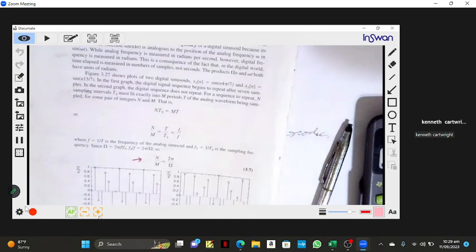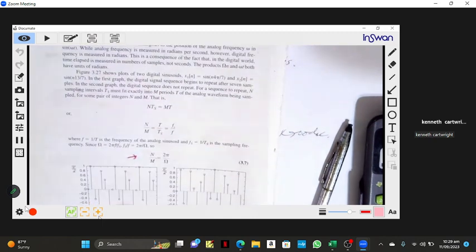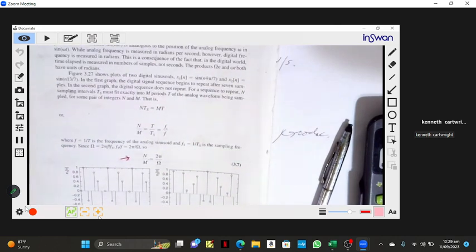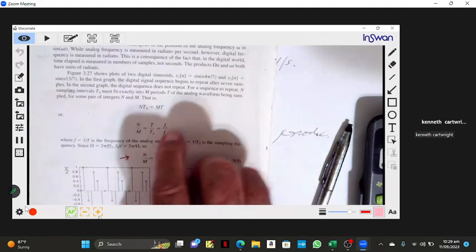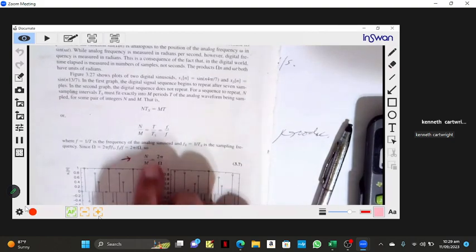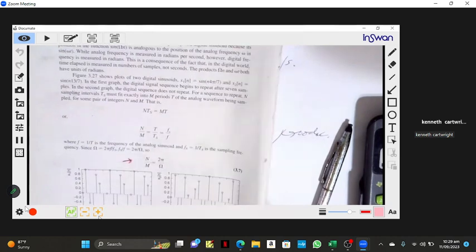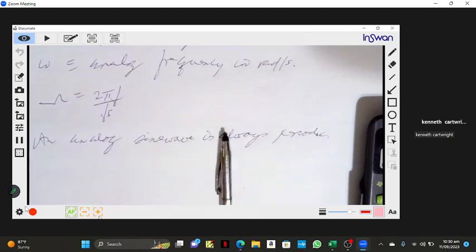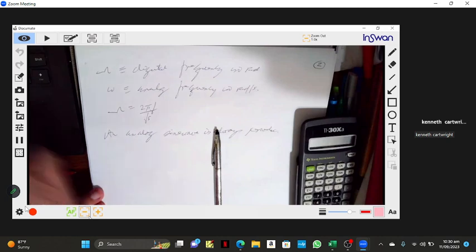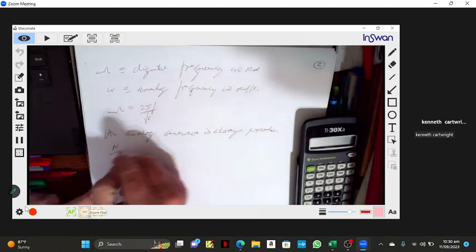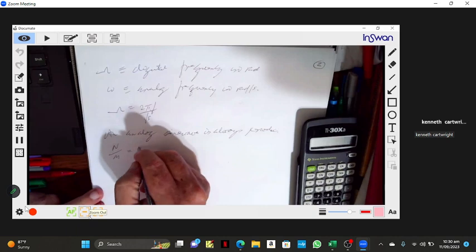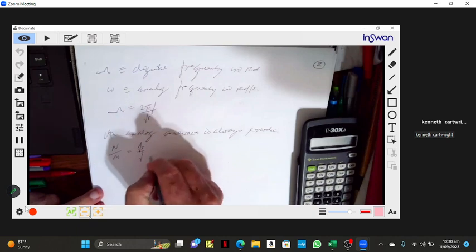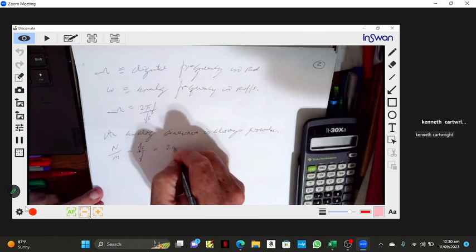Just rearranging that, N over M must be T divided by Ts. And T, of course, is 1 over F, and Ts is 1 over Fs. So N over M equals Fs over F. Let me write that out.